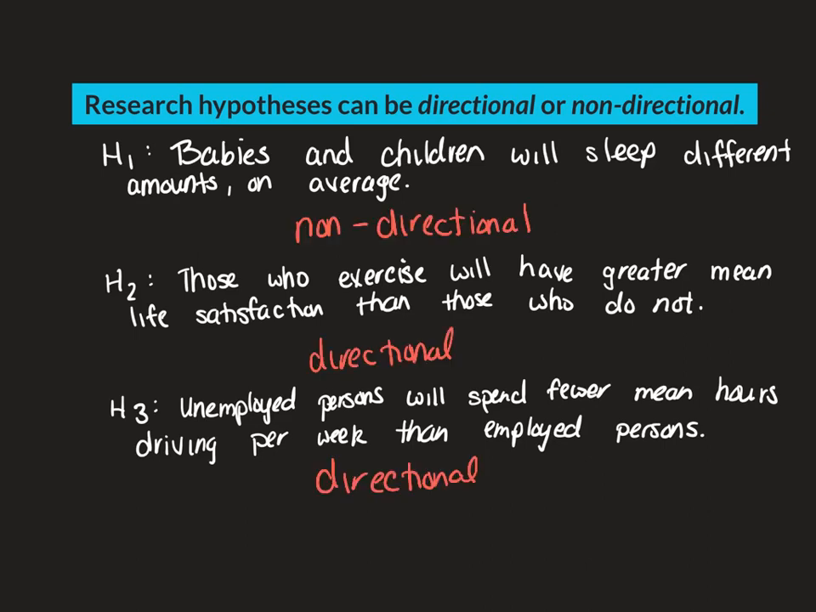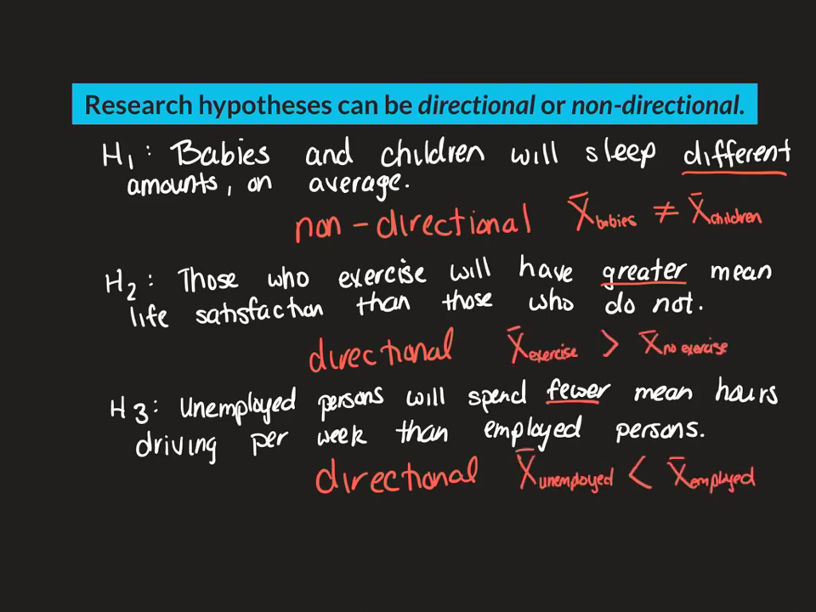The first one is non-directional because we're only stating that the two groups will be different, but we're not stating which group will have higher or lower average amounts of sleep. The second one is directional because we specify which group will have the greater mean than the other group. Hypothesis 3 is also directional because we state that there will be fewer hours in one group. Therefore, in the first one, we're only saying that the means will be different, but in the second and third hypothesis, we're specifically telling the direction of the difference. That is, we're indicating which of the groups will have the higher mean score.